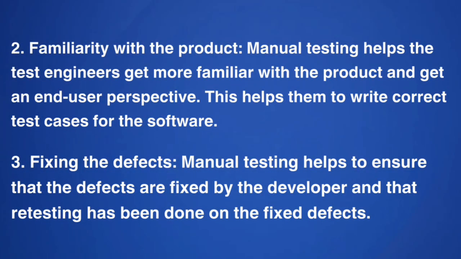Next is familiarity with the product. Manual testing helps the test engineers get more familiar with the product and get an end-user perspective. This helps them to write correct test cases for the software. Fixing the defects. Manual testing helps to ensure that the defects are fixed by the developer and that retesting has been done on the fixed defects.